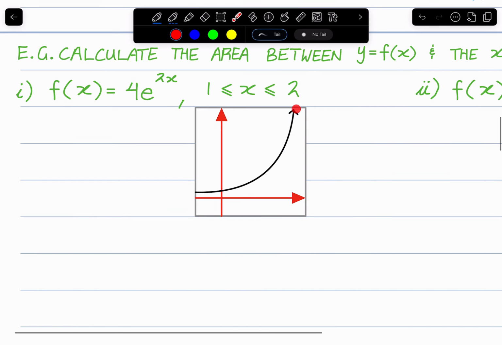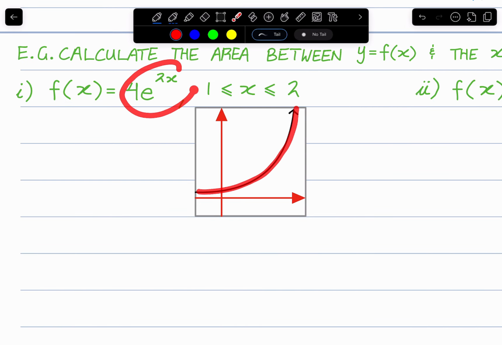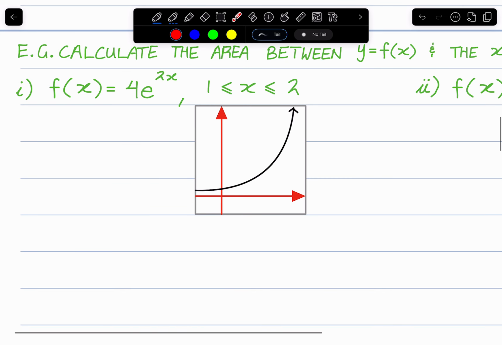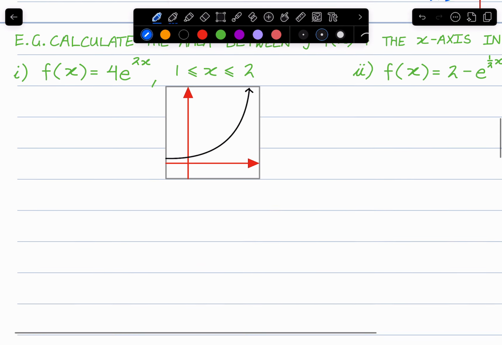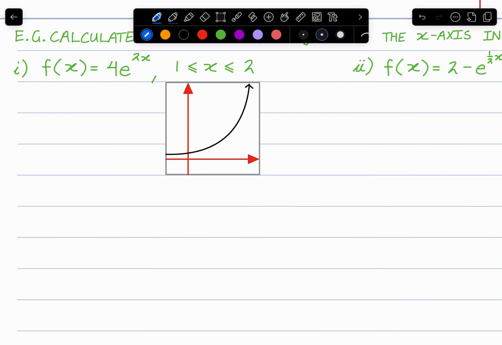And even without the graph, we really should be familiar with the shape of e to the power of x, especially if there's no vertical shift of some sort. So we can go straight into our integration. I'm going to write it out like this. So the area of this is simply the integral from 1 till 2 of 4 e to the 2x dx.